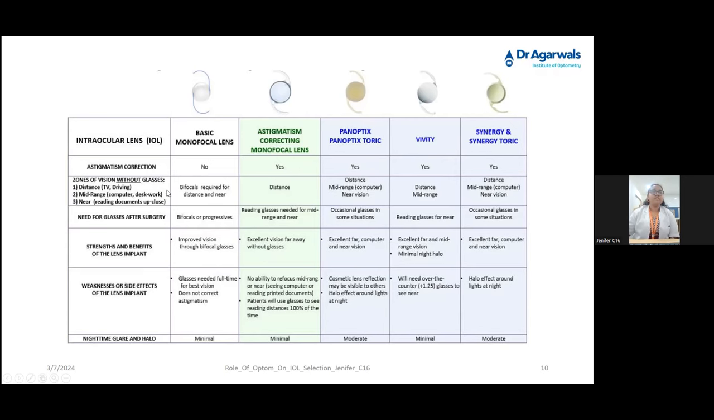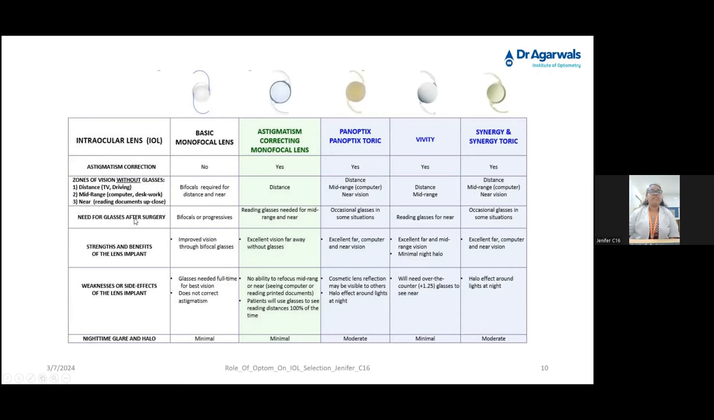Zones of vision without glasses, that means distance, mid-range and near. In basic monofocal lens, bifocals are required for distance and near. Astigmatism correcting monofocal lens gives distance vision. Panoptix and Panoptix Toric help with distance, mid-range and near vision. Mid-range is for computer usage. Vivity gives distance and mid-range. And Synergy Toric gives distance, mid-range and near vision.